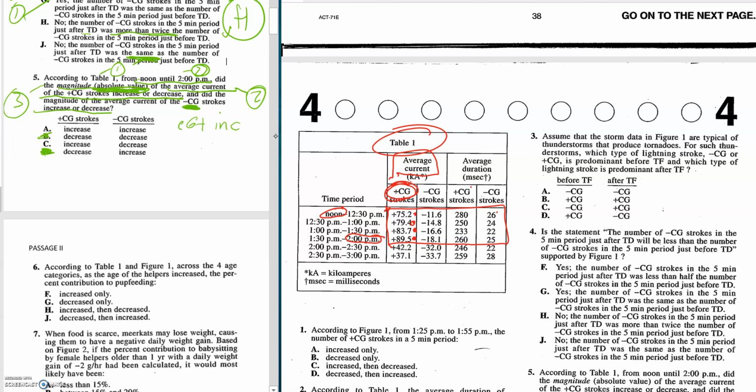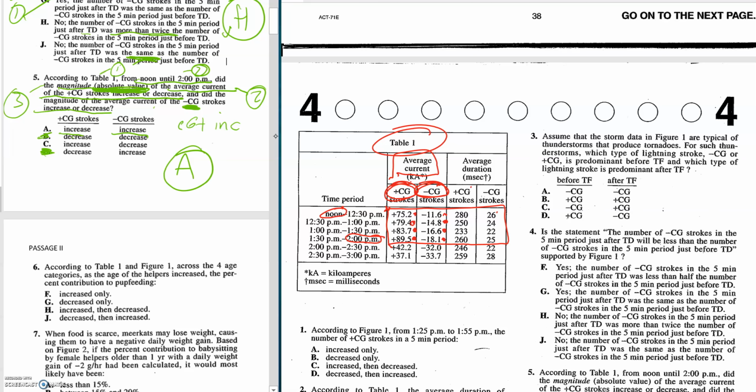Now we have to take the second part, which is: did the magnitude of the average current of the minus CG, average current minus CG, increase or decrease? -11, -14, -16, -18. And remember, it said absolute value. It's not about negative or anything. So the absolute value means you take the negatives out of it. And so it goes 11, 14, 16, 18. It's increasing as well. And that is answer increase, increase, A.